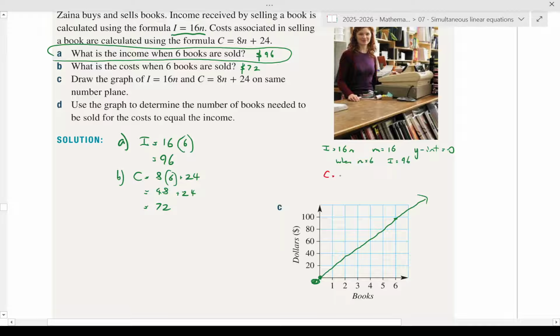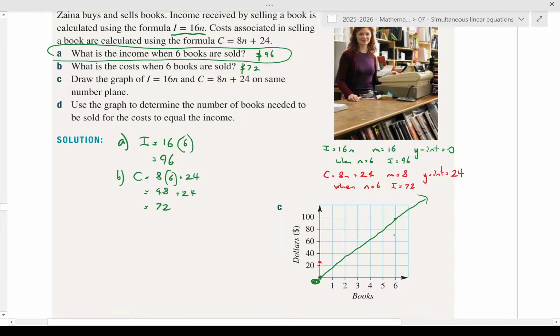My costs equal 8n plus 24. So I know my gradient is 8, and my y-intercept is 24. I also know from question B that when n equals 6, C equals 72. Once again, trying to do the rise over run for that one is not going to be easy. So I'll go to my y-intercept, which is 24, which is about there. This is approximate. You can only get as accurate as you can. There is leeway when there's marking. And when n was 6, my number was 72.